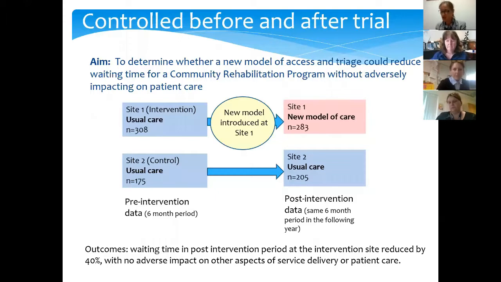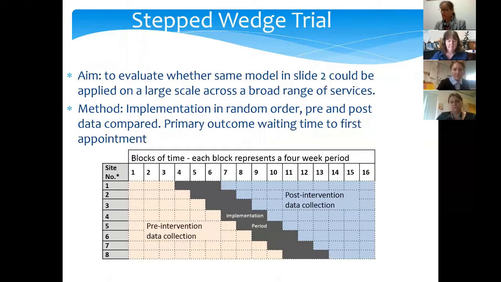Moving on to the next slide. Okay, so this one is a stepped wedge randomised control trial. This is a little bit more complex trial design. This is an NHMRC funded trial, so it's a much larger scale, but it grew out of that work from the previous slide where we were able to collect pilot data from the smaller control before and after trial. So based on that, we were then able to get a much larger grant to look at this same intervention to reduce waiting time and see if it could be applied on a large scale across a broader range of health services. So we had eight different services involved in this trial.